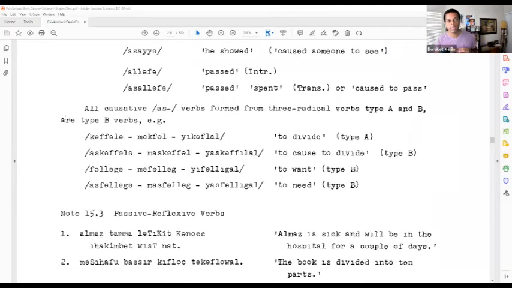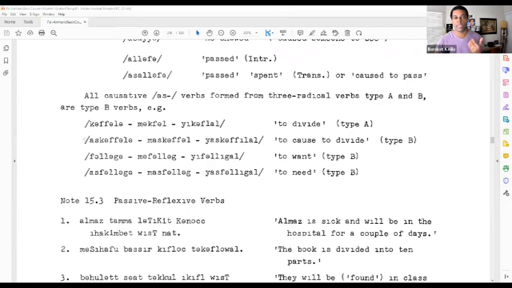And all causative as verbs formed from those three radical verbs, type A and B, are all going to be type B. So to look at the example here, they have kafala, makfal, yakafla, to divide, type A. But when it becomes an as verb, it's the type B distribution, askafala, maskafal, yaskafala. So that means it's going to follow that type B vowel distribution. That's for a type A, three radical verb.